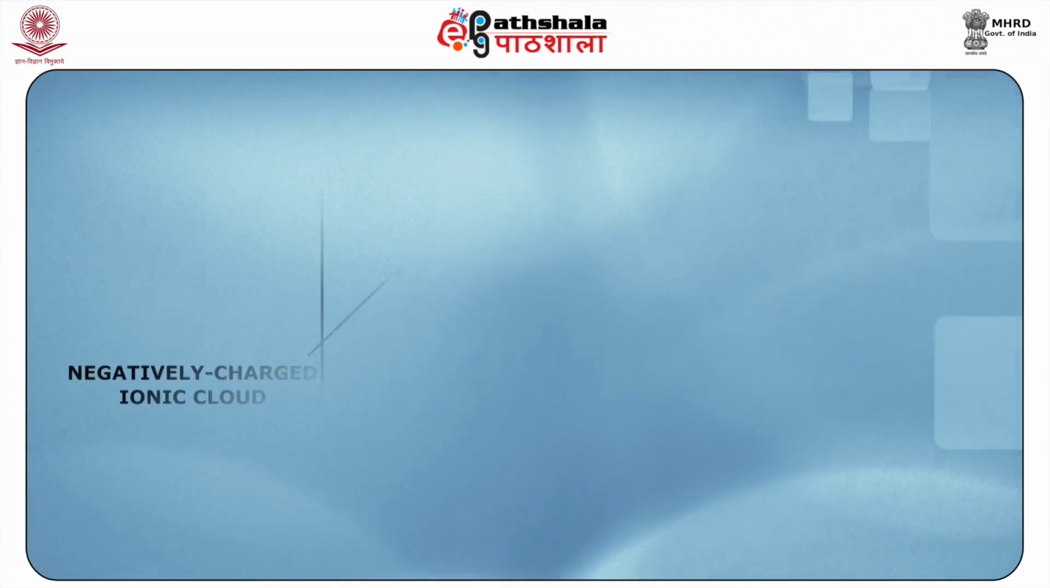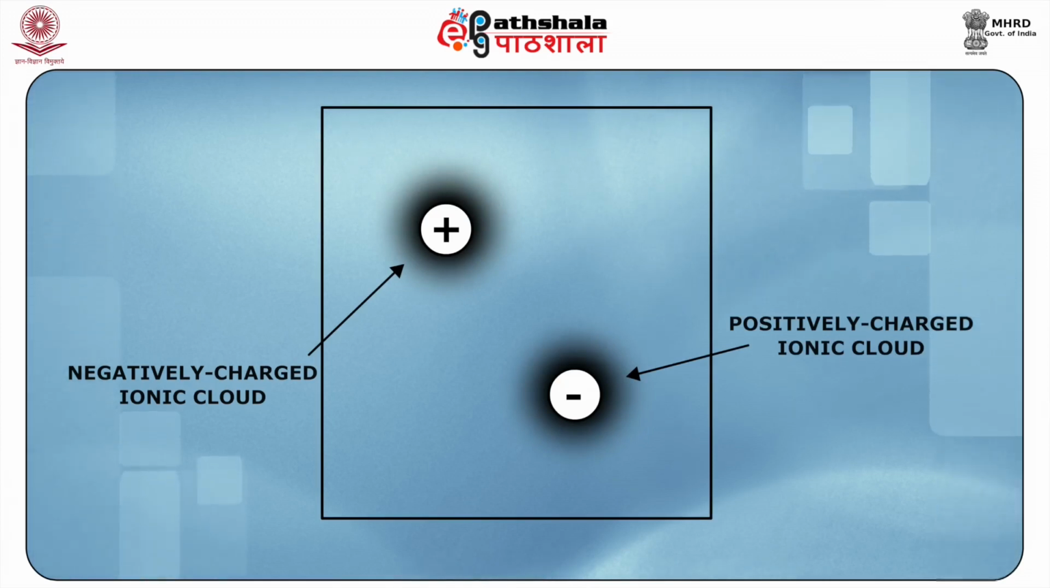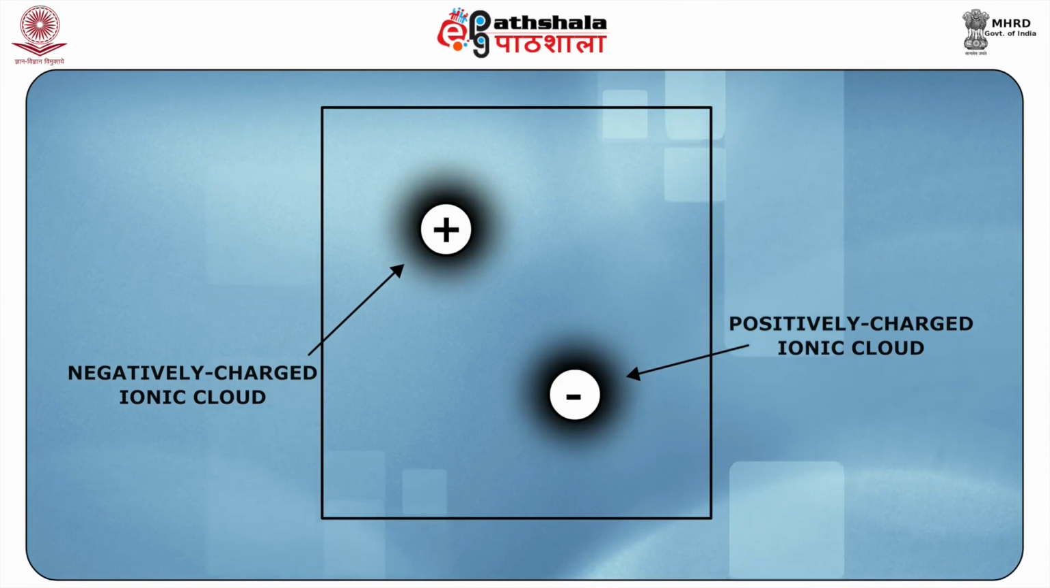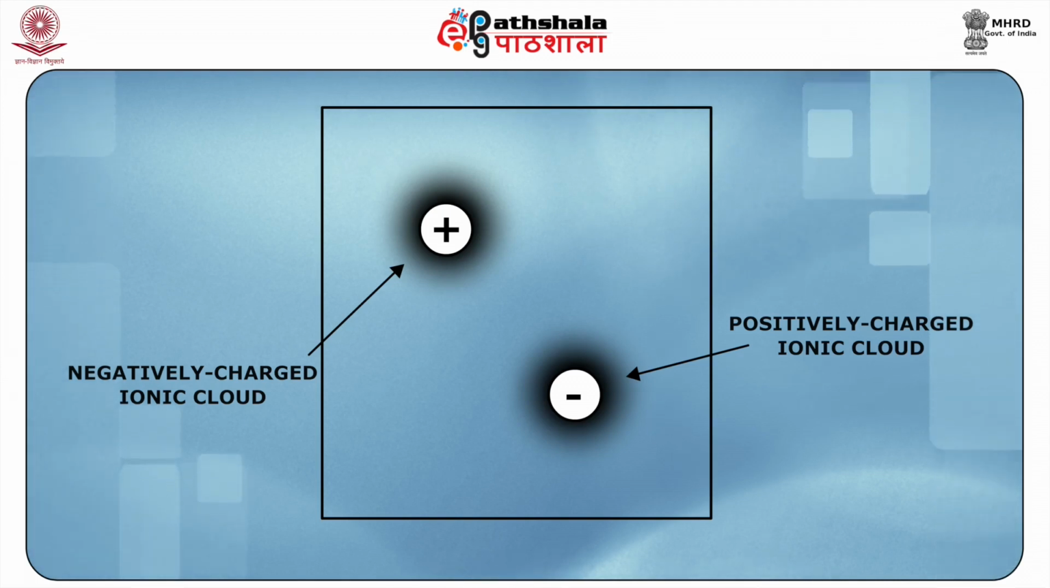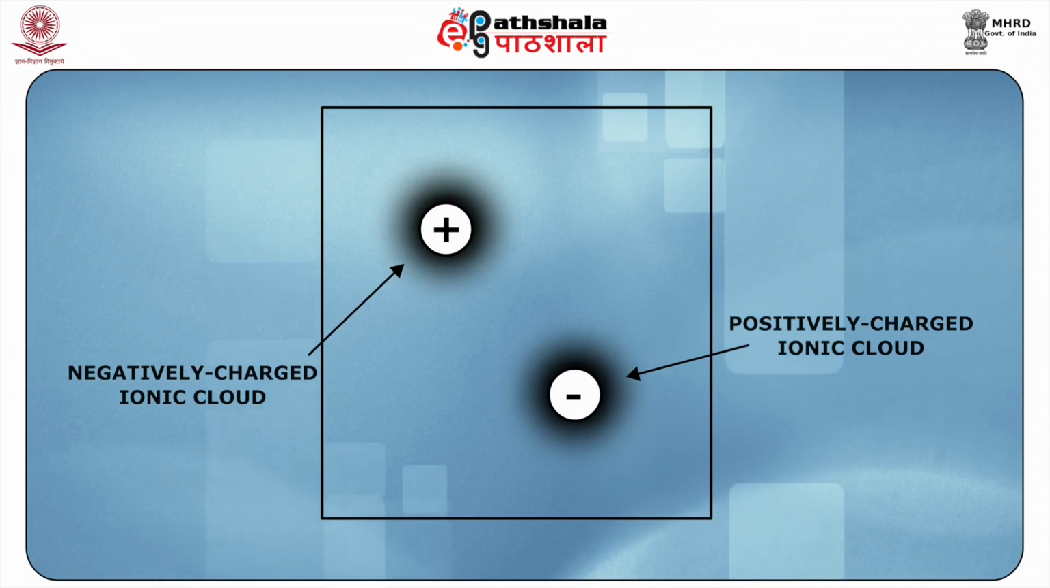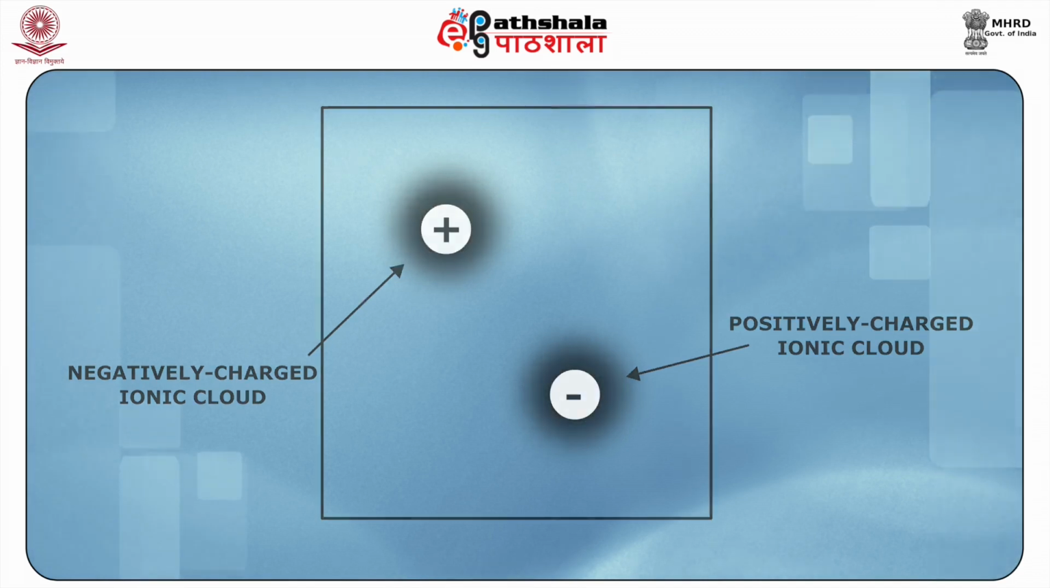The sign of the excess charge on the ionic cloud is opposite to that of the central ion. Therefore, either a positively charged reference ion has a negatively charged ion atmosphere, or a negatively charged reference ion will have a positively charged ion atmosphere. This is depicted in the figure, which shows a negatively charged ion is surrounded by a positively charged ionic cloud and vice versa.